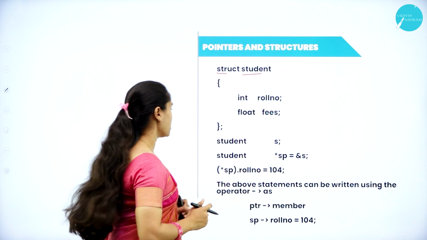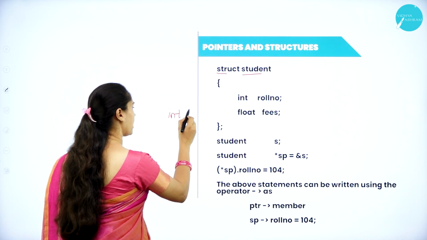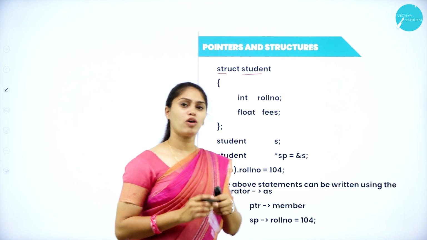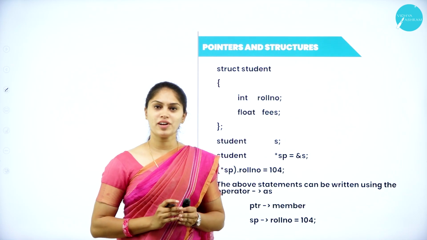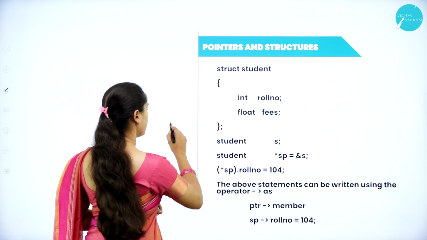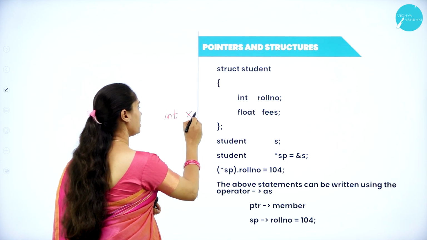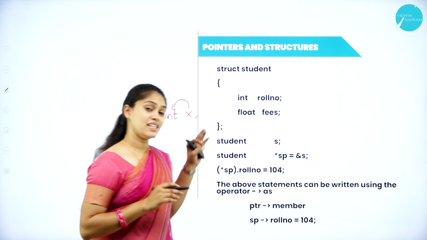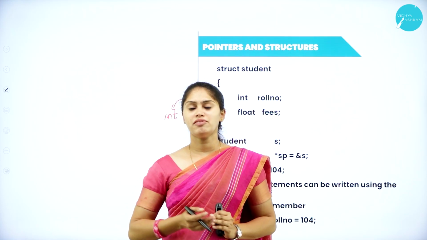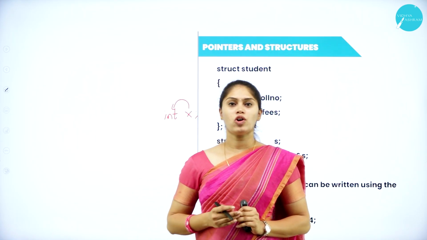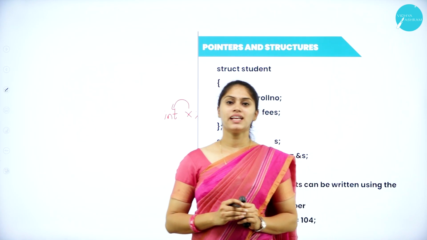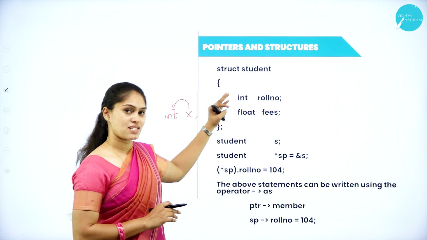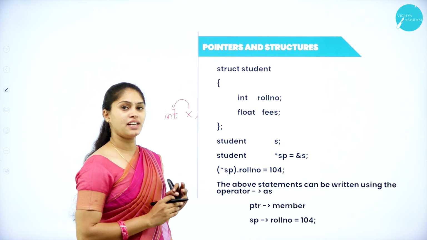Before getting into this, let me take one example. int x. What I am doing? I am declaring a variable called x, which is of the data type integer. int is nothing but a predefined data type. But what if I want to define a data type of my own? That is nothing but a user defined data type. So we can use classes and structures as user defined data types.